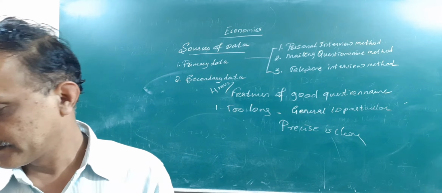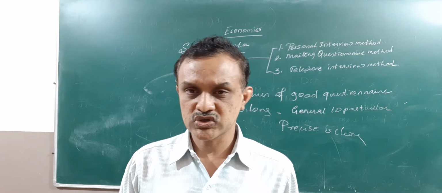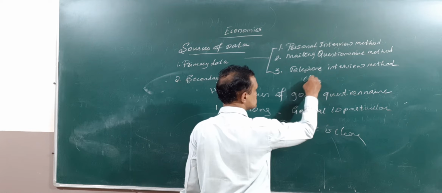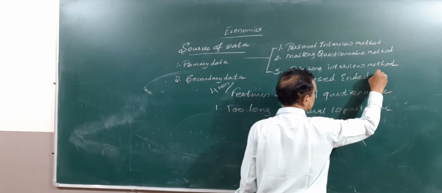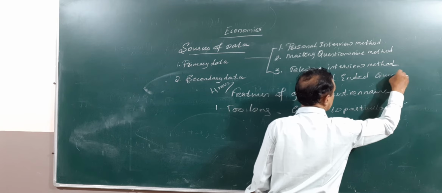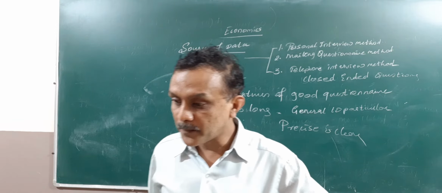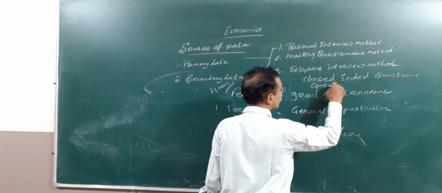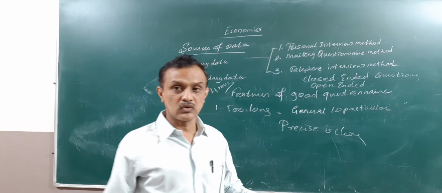Okay. Now the next one is the types of questionnaires. What are the types? There are 2 types. One is called closed-ended questions, and the second one is open-ended questions. How many types are there? 2 types: the closed-ended and the open-ended.